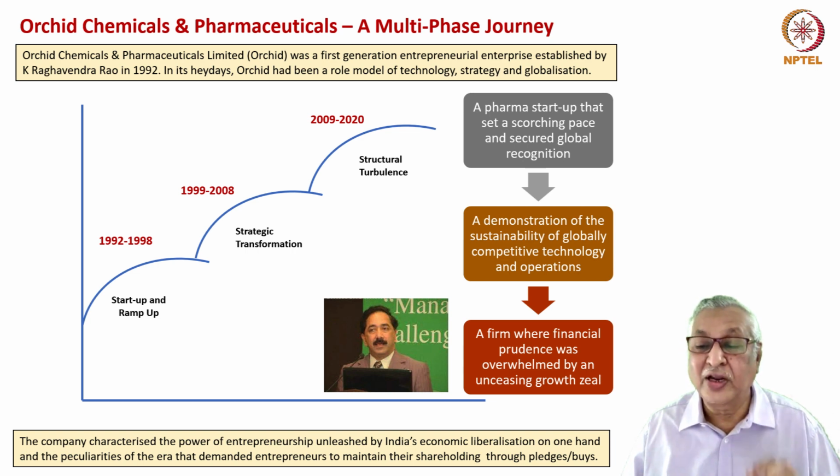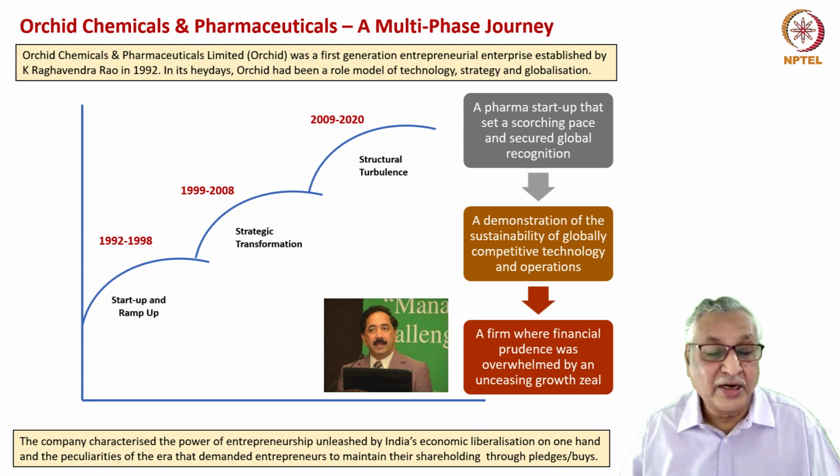Orchid has been a firm where financial prudence was unfortunately overwhelmed by an unceasing growth zeal. This also teaches us the boundaries of growth for any startup, the boundaries of growth for any business in a highly competitive arena. We have been talking about balance throughout our business development course, saying that every good opportunity also has a challenging risk. So, how do you balance the reward and the risk? How do you balance the opportunity and the challenge? How do you balance growth and profitability, or the key considerations in strategic planning for business development?